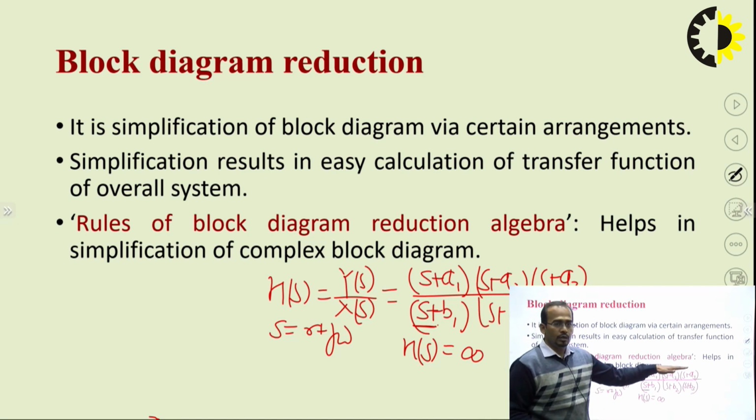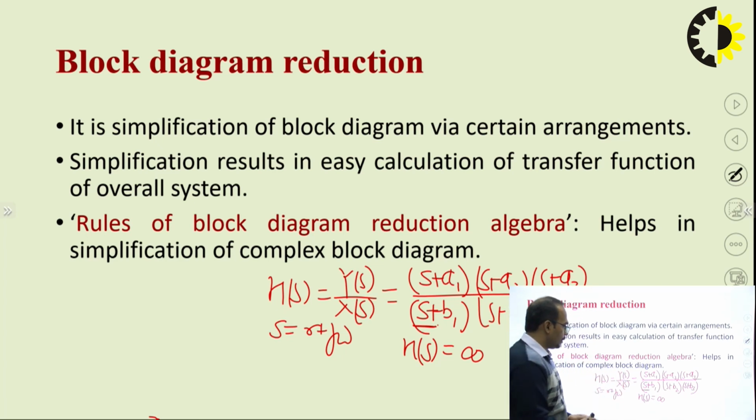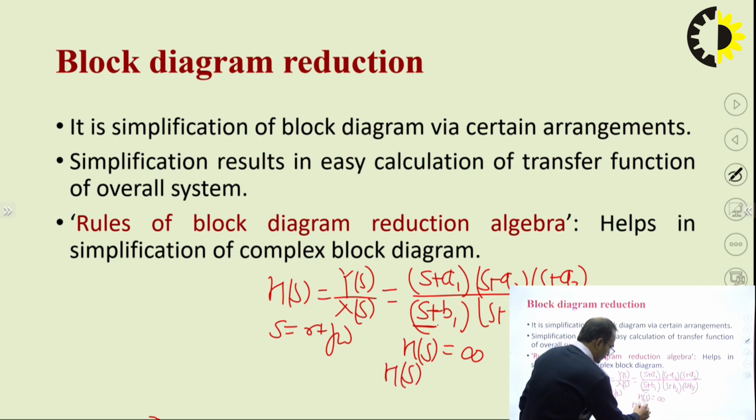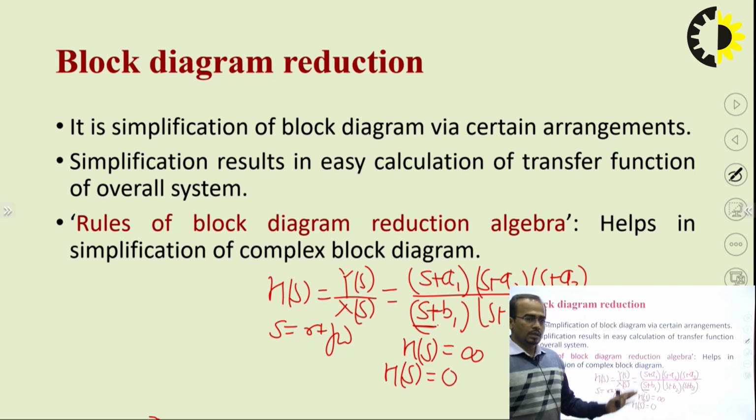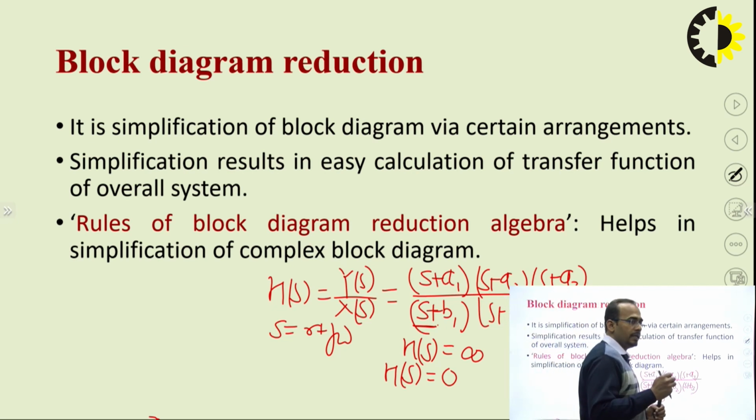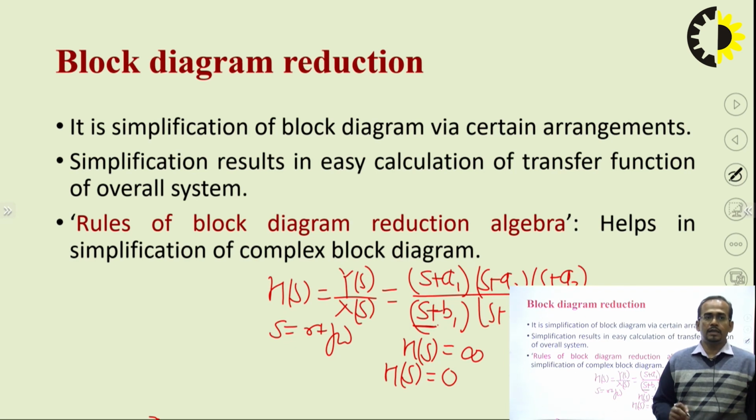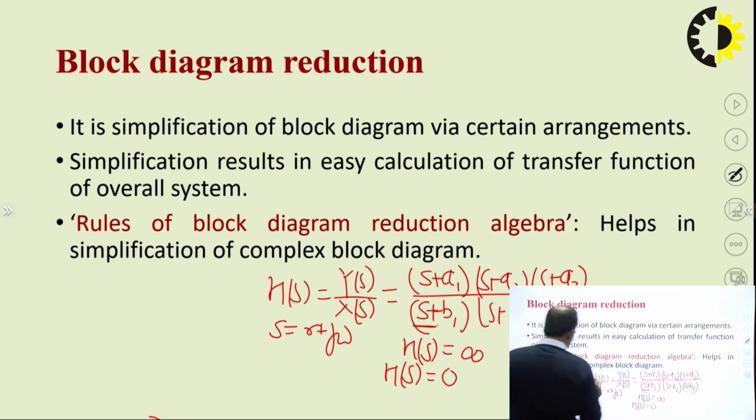If I make the numerator 0, then this whole transfer function will become 0. So, zeros are those complex frequencies which make the transfer function 0. In this way, we can define the poles and zeros. Poles are those complex frequencies which make the transfer function infinite, and zeros are those complex frequencies which make the transfer function 0. Poles are denoted by a cross and zeros are denoted by a circle.